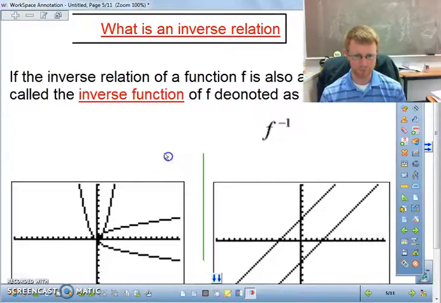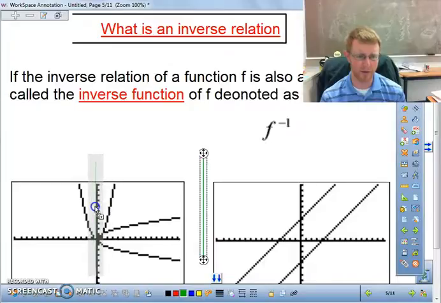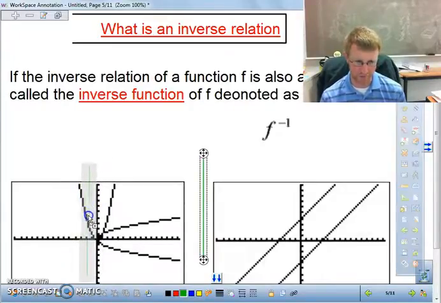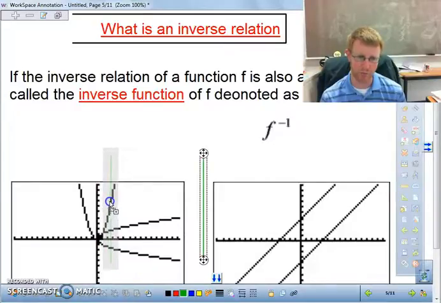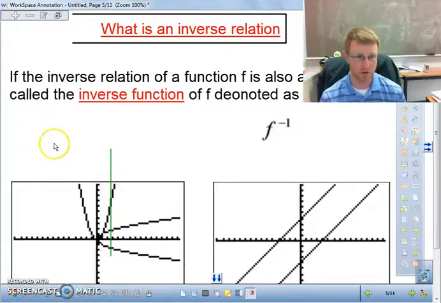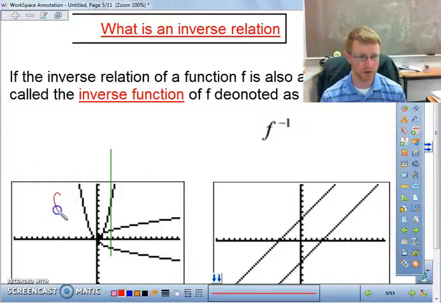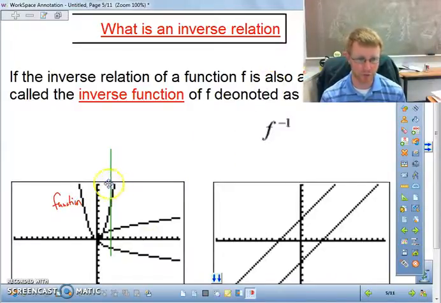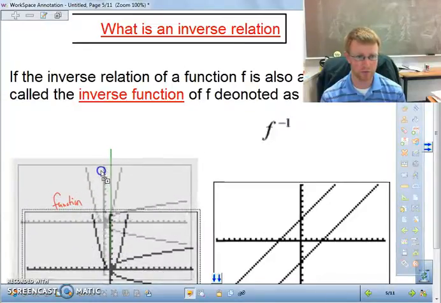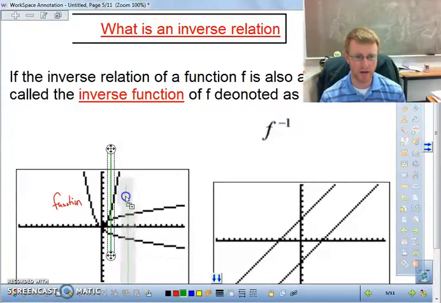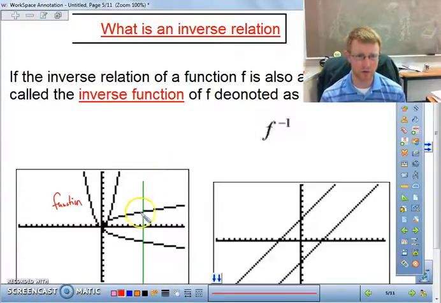So if we look at this parabola over here, we try and pass the vertical line test, which says that the line cannot go through more than one point. As you can see, as I'm moving this line, our original graph is a function. So we know that the original graph is a function, but what about our inverse? If we do the inverse portion of it, you can see right away that this is not a function, because the line goes through more than one point. So this right here is not a function.